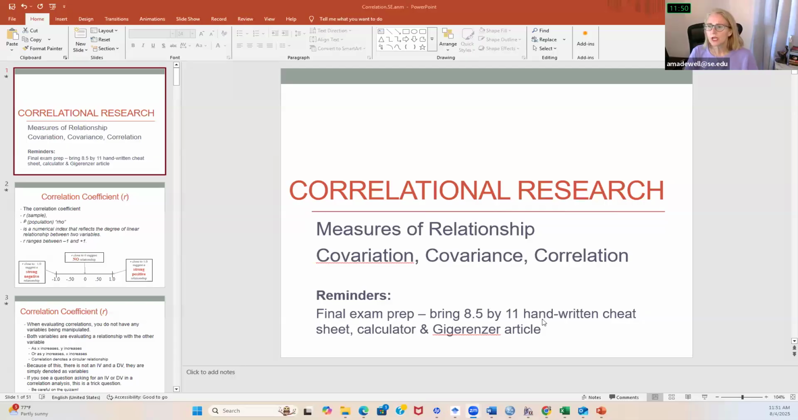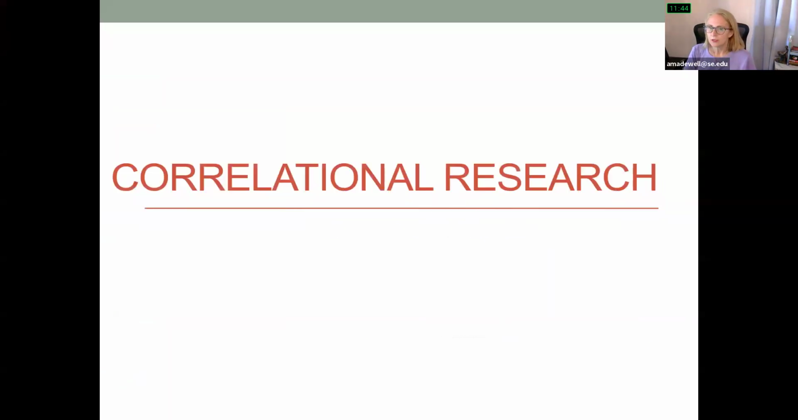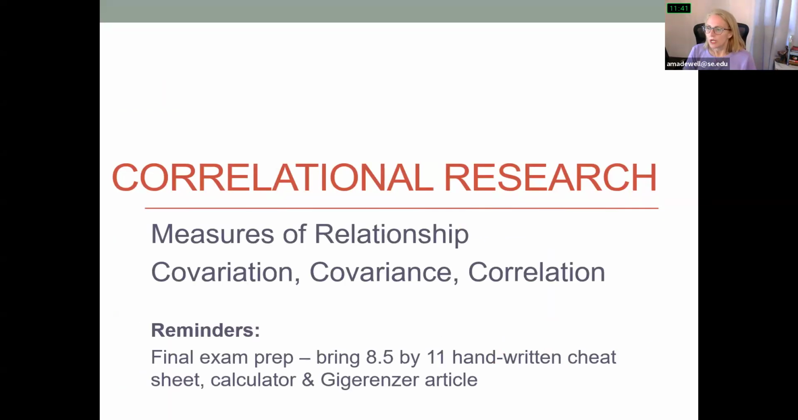And today we're talking about correlational research, and this is a fun chapter. It's a simple chapter. We're going to be talking about how two or more variables relate to one another.